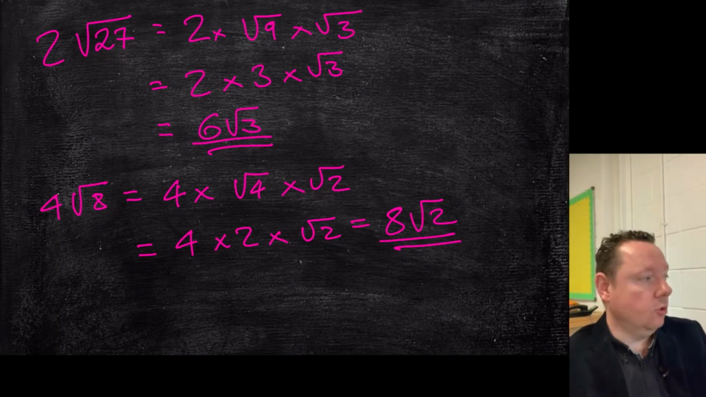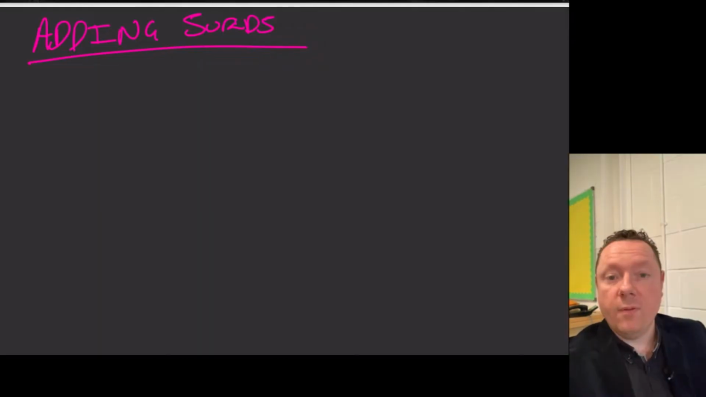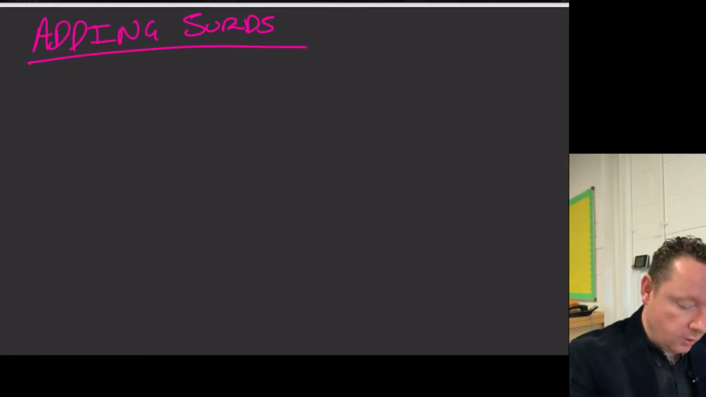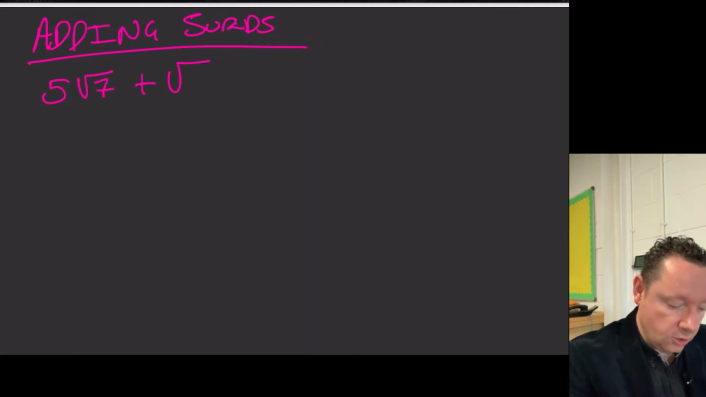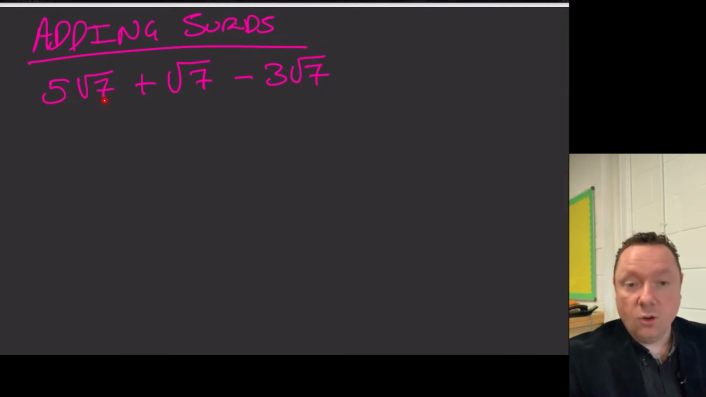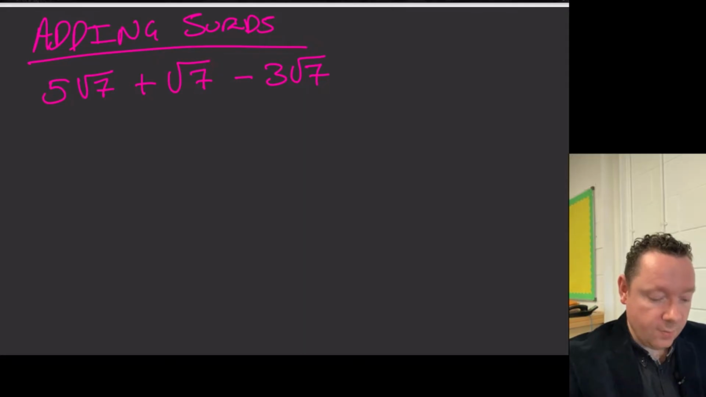Now we can move on to adding surds together. The basic idea with adding surds is as long as the root's the same, you can add them together like algebra. If you've got x plus x, you've got 2x. If you've got a banana plus a banana, you've got 2 bananas. If you've got root 2 plus another root 2, you've got 2 root 2s. So here's a simple example. If I had 5 root 7 plus an extra root 7 minus 3 root 7, I'm just thinking that it's 5 lots of something plus 1 lot of something minus 3 lots of something. 5 plus 1 is 6. 6 minus 3 is 3. So I've got 3 root 7.